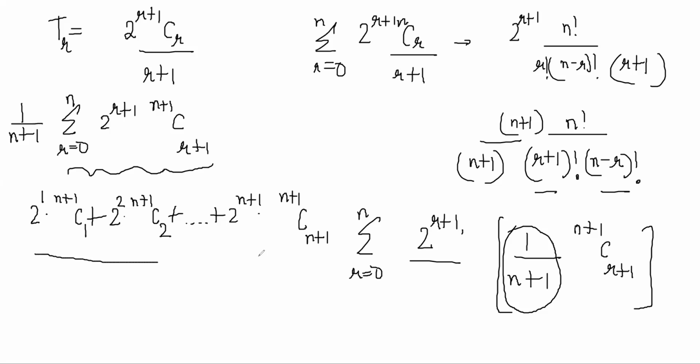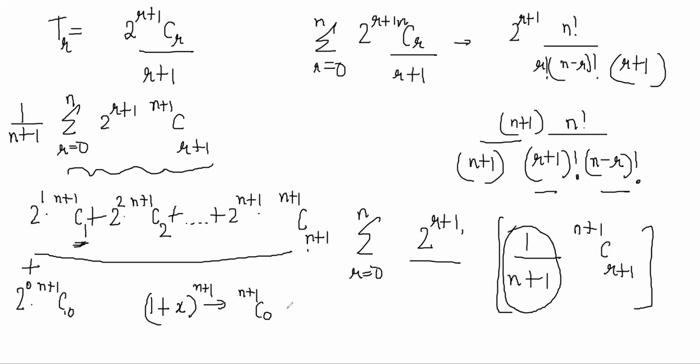There is one term missing, and otherwise it would have been a complete series, right? The one term missing is r equal to 0, which is 2 power 0 times n plus 1 c0, right? If you had added that, then r is going from 0 to n plus 1. So if you take the series 1 plus x to the power n plus 1, the terms will start from n plus 1 c0 till n plus 1 c n plus 1, right?